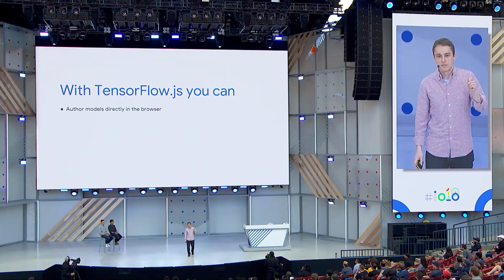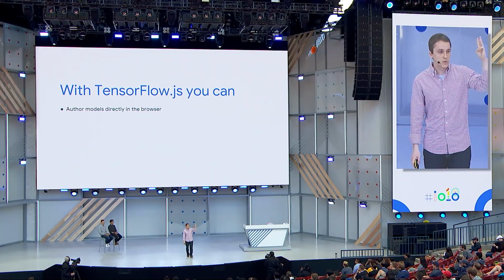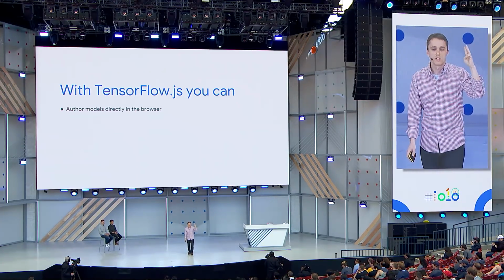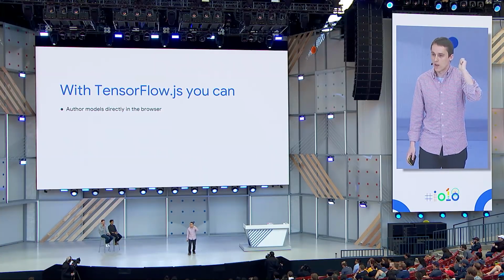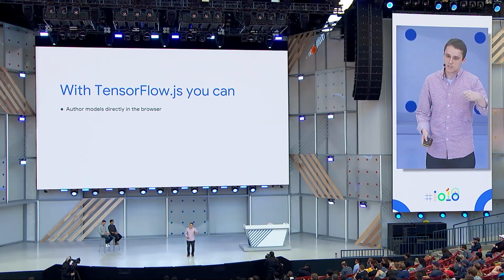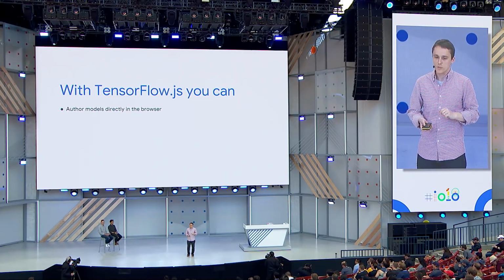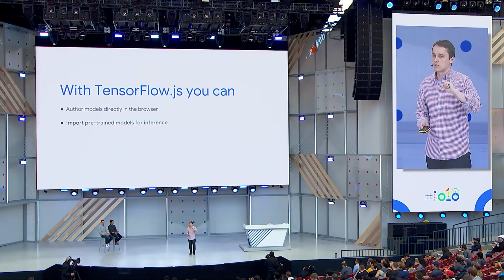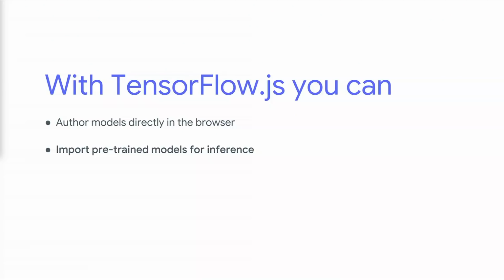Now, before we dive into the details, I want to go over 3 main use cases of what you can do with TensorFlow.js today. You can write models directly in the browser. We have sets of APIs for that. You can also take pre-trained models that were trained in Python or other languages and then port them for inference in the browser. You can also take these existing pre-trained models and retrain them, do transfer learning right there on device.